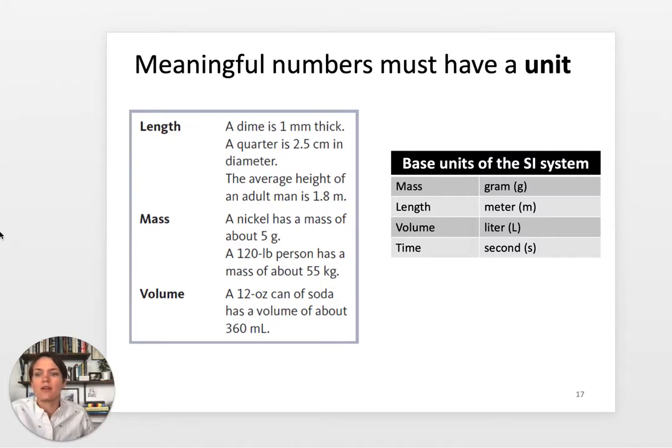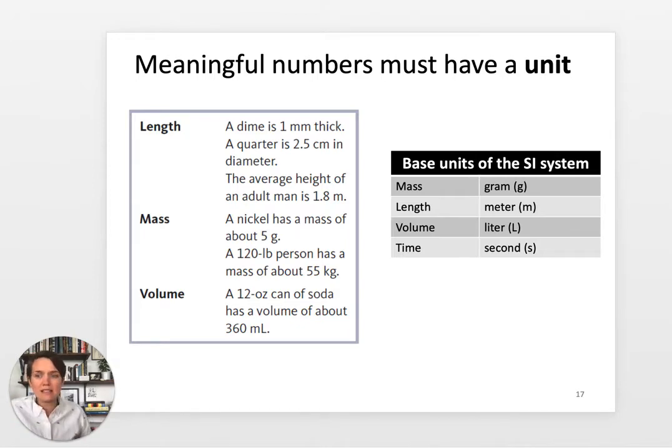All right, so like I just said, meaningful numbers must have a measurement and a unit. So here's examples of measurements. A dime is 1 millimeter thick, a quarter is 2.5 centimeters thick. Mass would be 5 grams, 120 pounds, 55 kilograms. You get the idea. So again, in this class, you really need to focus on always using a unit when you write a number. Numbers are meaningless without them.